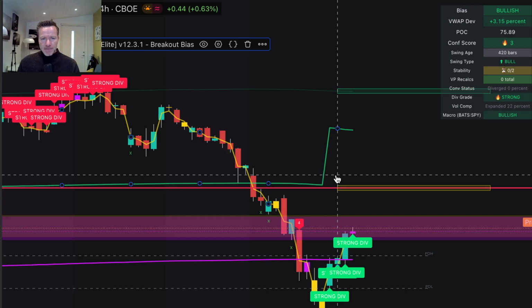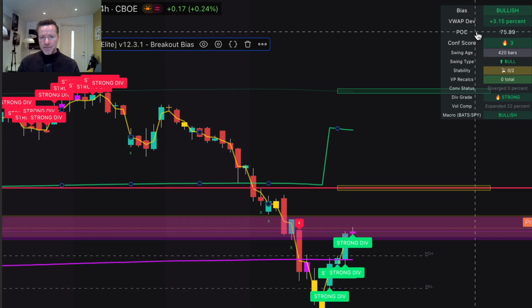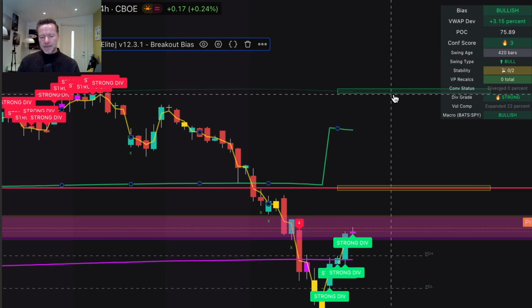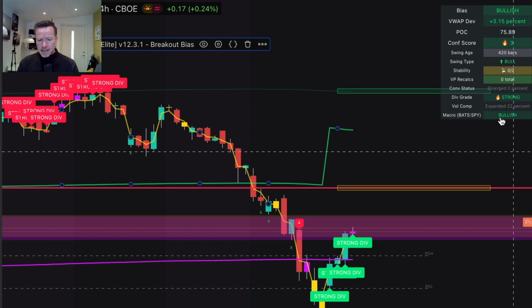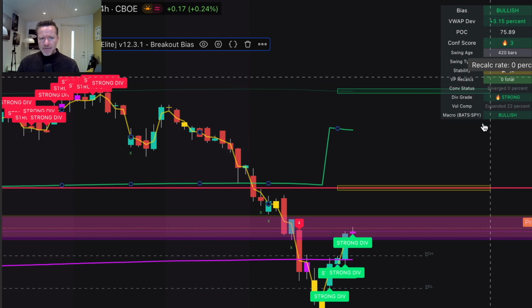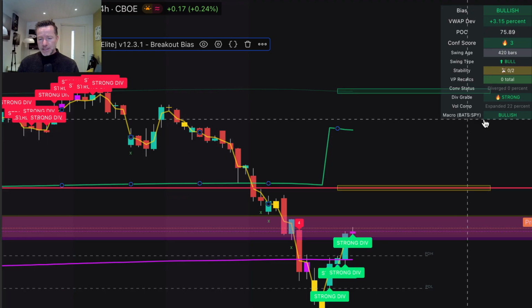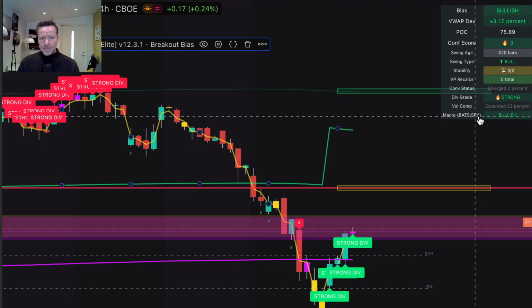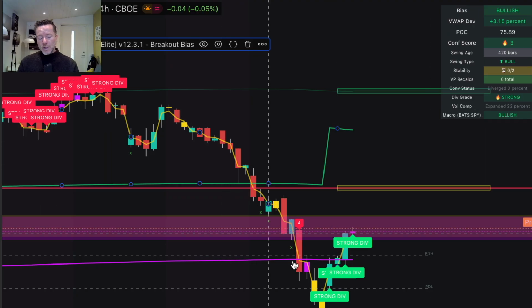The VWAP deviation is 3.15. That is not as extended as NVIDIA. There it was 3.58. Not a lot of difference, but we're getting into stretched territory if we are going up here. The confidence score is still 3, so it's moderate. It's not extreme. But the macro indicator shows bullish alignment with the S&P. This supports continued strength in growth innovation sectors after the recent washout we had.